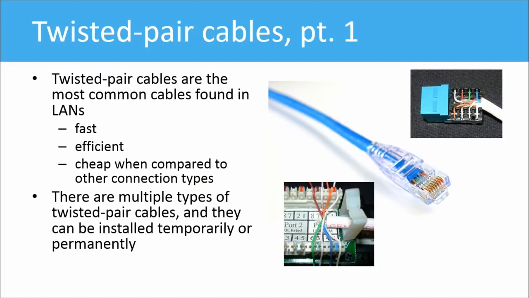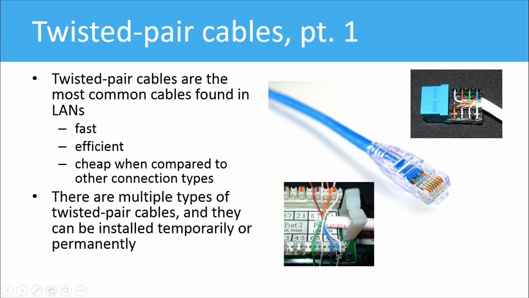So twisted pair cables, once again, they're very commonly found, the most common in fact. And the reason being is that they're cheap. They're pretty fast, and they're really efficient at sending data via electrical pulses. Multiple types of twisted pair cables are available, and they can be installed temporarily or permanently.